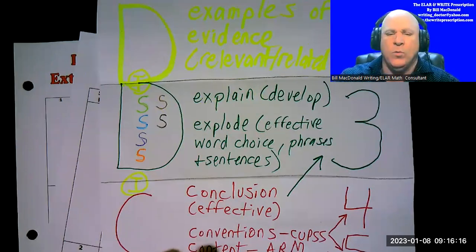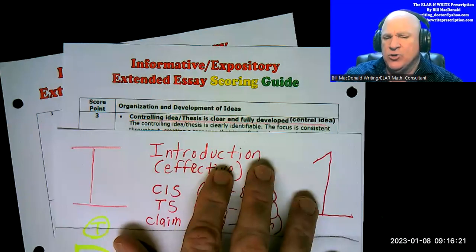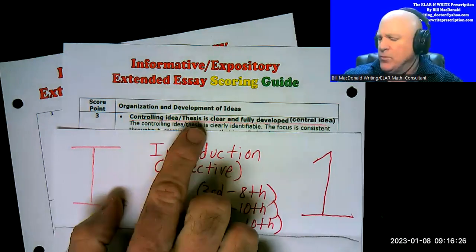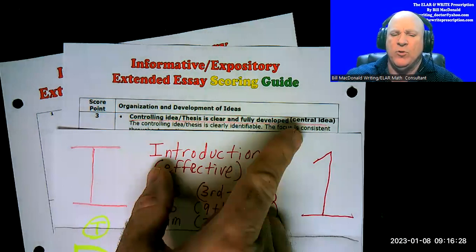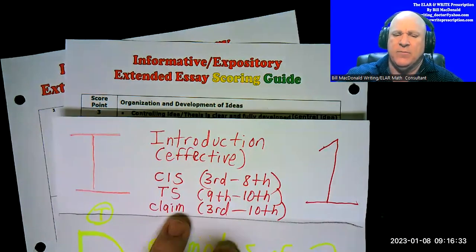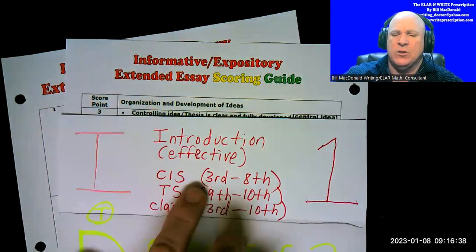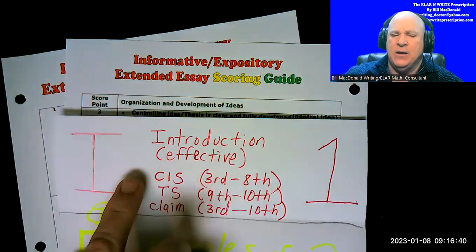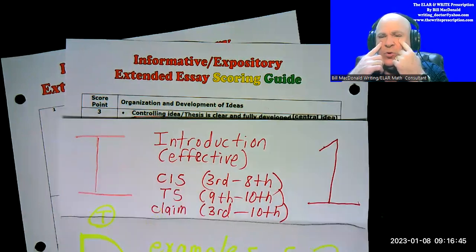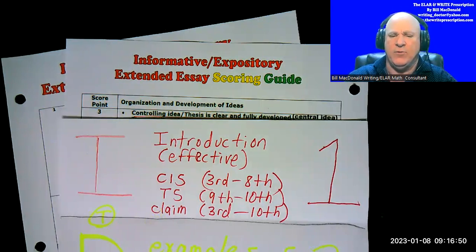So what are some things that are important? You have to have a controlling idea, a thesis, a central idea statement, or a claim if you're doing opinion argumentative. Okay, so that would be step one. Your introduction, you have to have an idea or dual ideas if it's a dual prompt that responds to the topic. See what else we have written here.